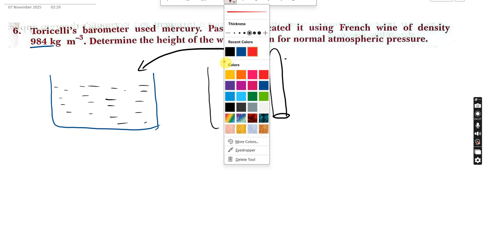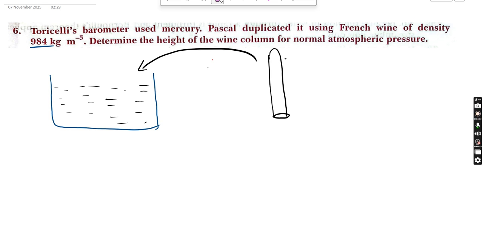He is having the tube. So let me draw the tube first, right? What he has done, you can observe, is that first he has drawn this tube. He has taken this tube, and in that tube he put the mercury at first, right? After putting it in, there will be no air, right?